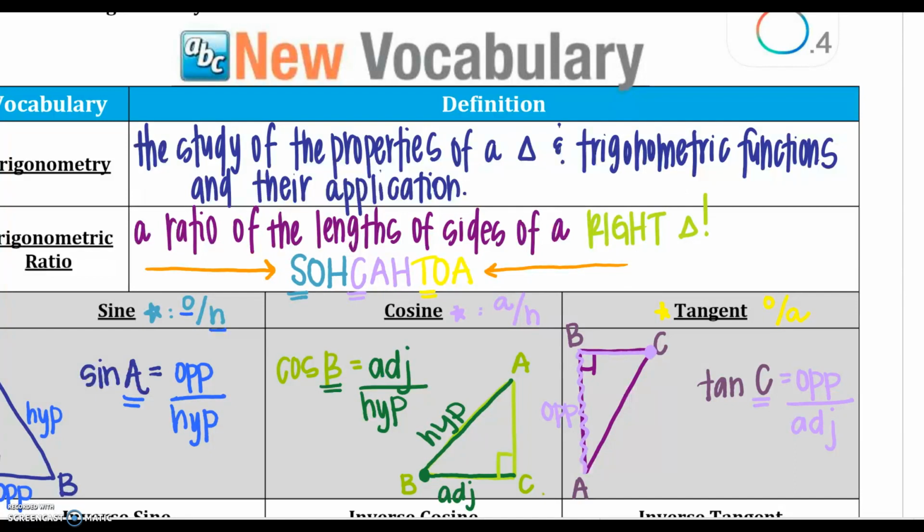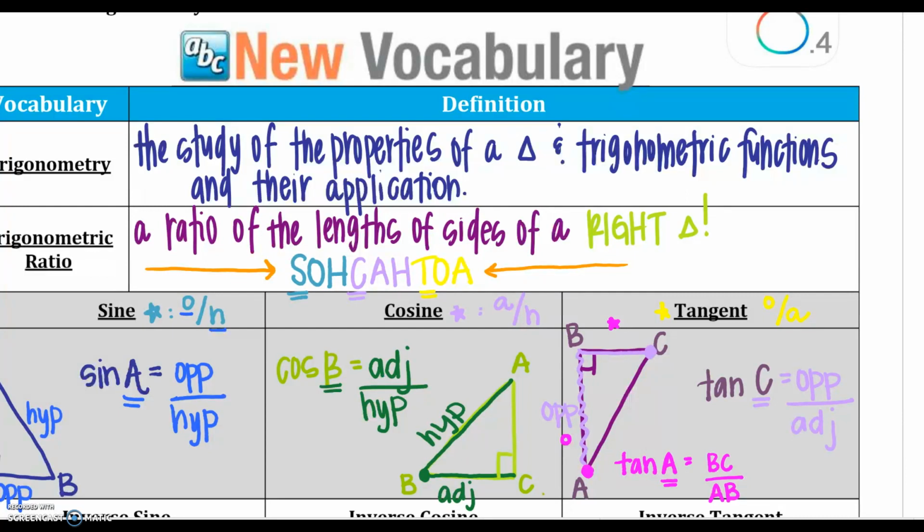And just to look at it, if I would ask you to find the tangent of A, notice tangent of A, my opposite side is over here now. So that would be BC, and then my adjacent side would be here. So notice how much different that ratio is going to be depending on what angle you are being asked to use.